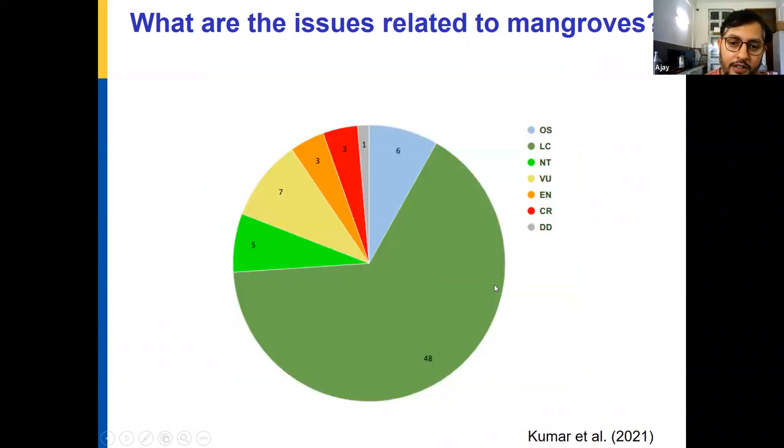So the mangroves are threatened by all these issues, and looking at the IUCN categories, out of the total 73 true mangrove species, you can see that 3 species are critically endangered, 3 are endangered, 7 are vulnerable, 5 are near threatened, and the remaining are least concern. But this kind of statistics is alarming, which means that if the current situation continues, then mangroves will no longer be present on this planet.